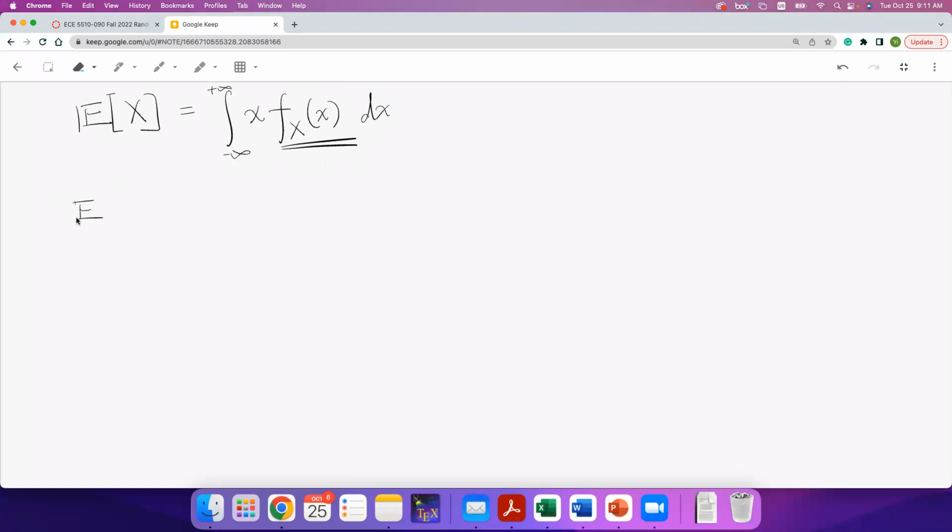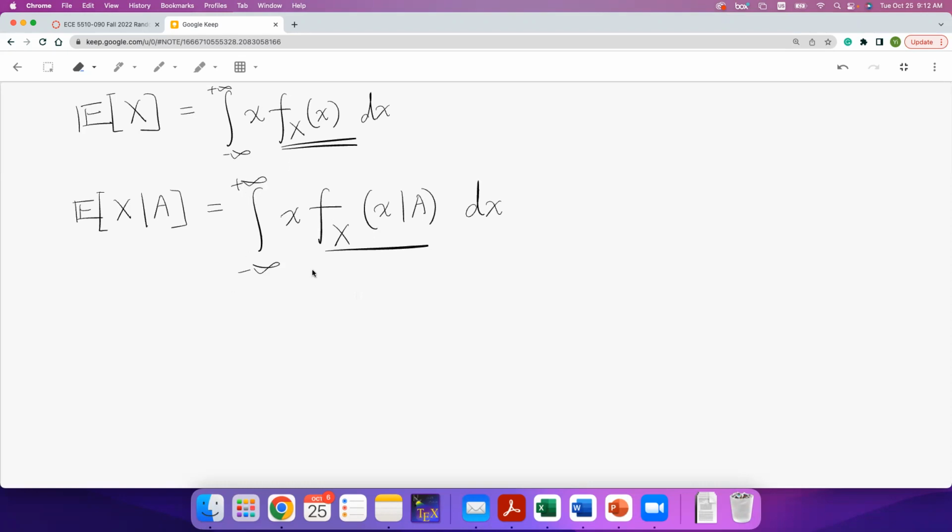And then similarly, we can introduce the conditional expectation. We can condition on any event A. And this is simply replacing the PDF by the corresponding conditional PDF. And we have defined this conditional PDF in the previous lectures. So once we know the conditional PDF, we can calculate the conditional expectation. Okay, this is a conditional expectation.